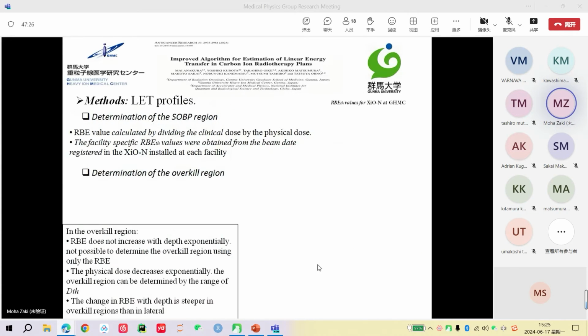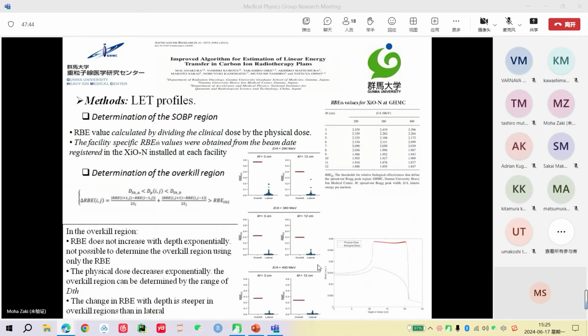So to determine the LET profile, the spread-out region and calculating the RBE value can be achieved by dividing the clinical dose by the physical dose and considering the registered threshold of RBE value for each facility, such as the table here showing RBE threshold values at Gunma Heavy Ion Medical Center, with M representing the width and E/A representing the kinetic energy per nucleon.